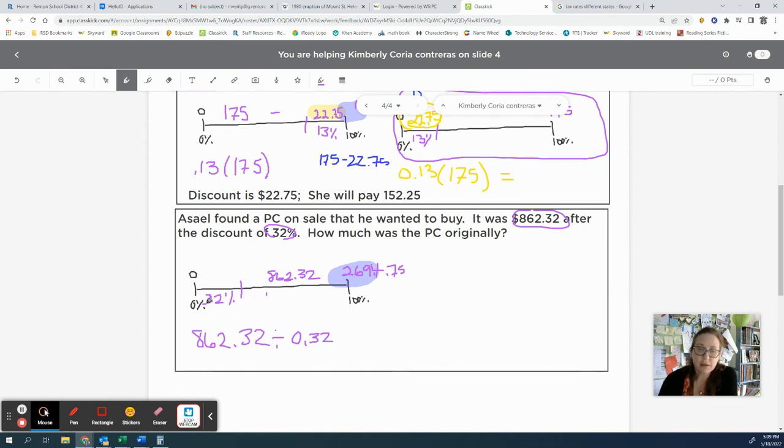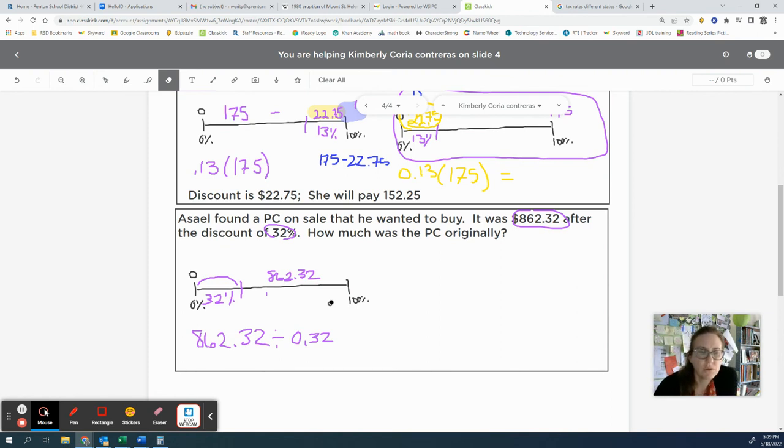Here's my mistake. Here's what I did wrong. I was using the percent that goes with the discount with the price he paid. You can't do that. You have to use the percent that he paid with the amount he paid. Or you can use the percent of the discount to find out. Oh my gosh, what a mess.